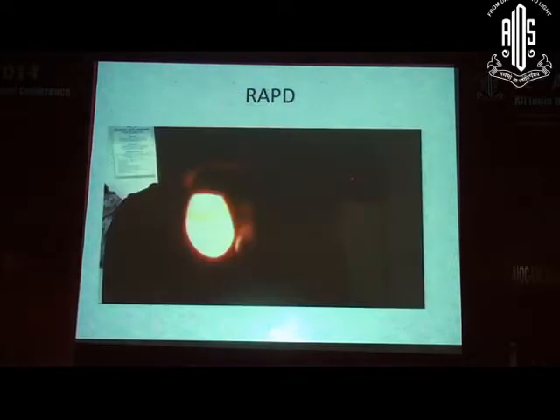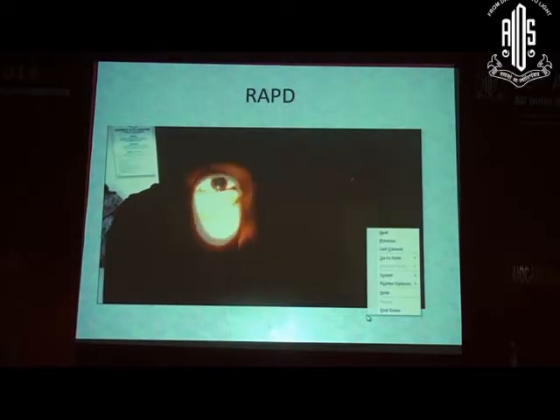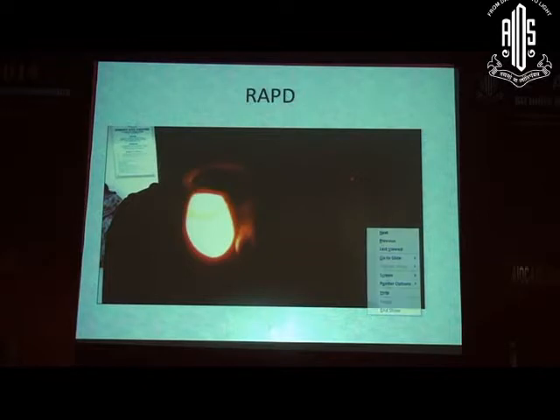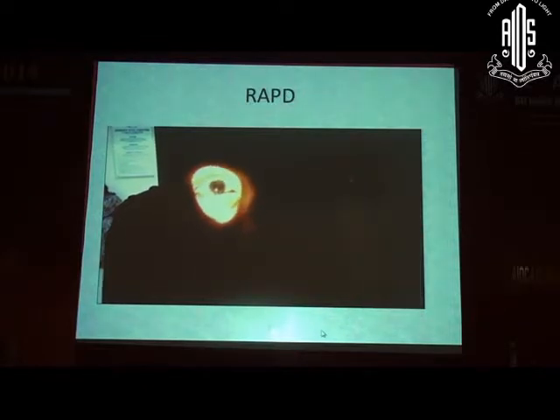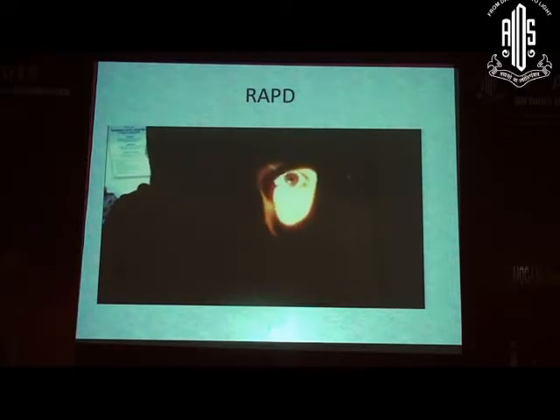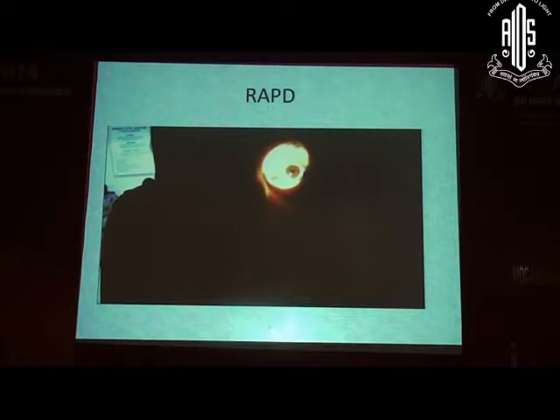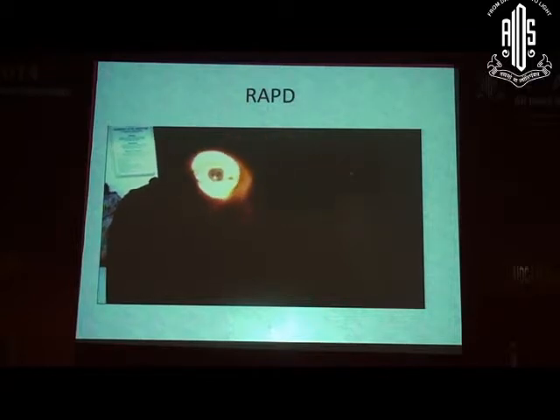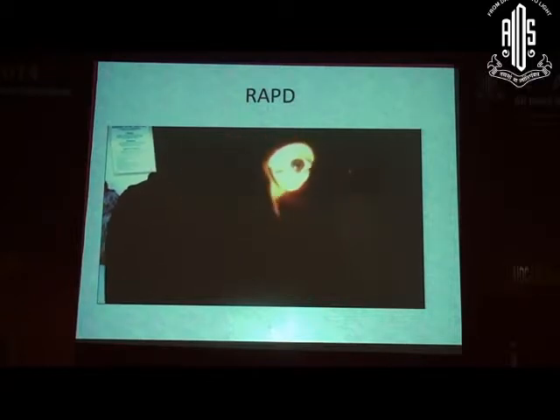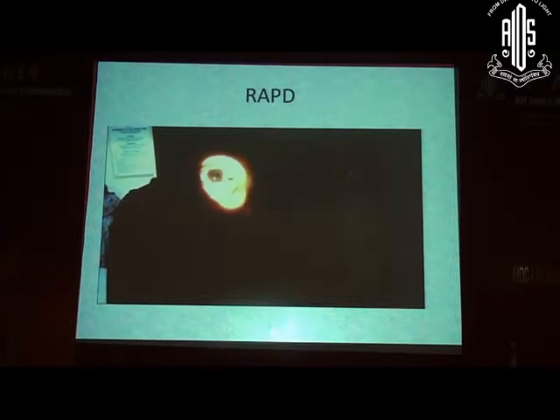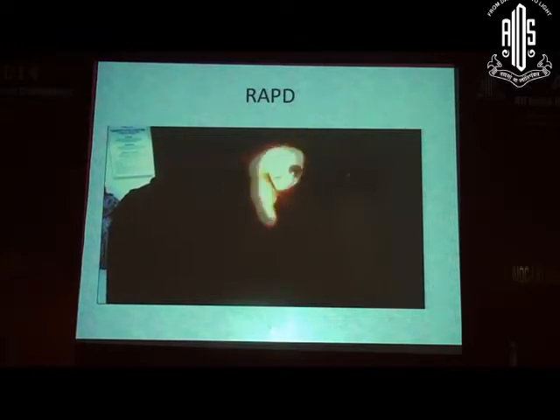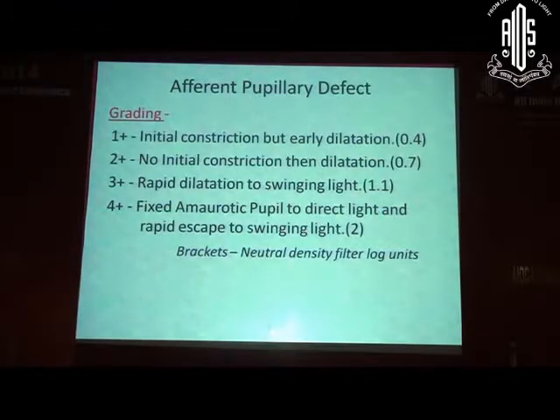So now let us grade. Once we have this situation, how do we grade the RAPD? Now this is another close-up showing you the RAPD, and when you swing the light from the right eye, which is the abnormal eye, to the left eye, the pupil constricts, and you move back to the right eye and the pupil escapes. So how do we grade this RAPD? Let's go back to this slide.